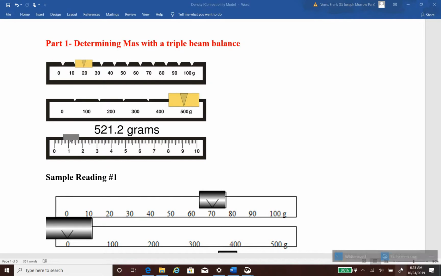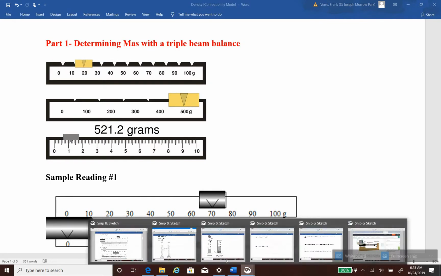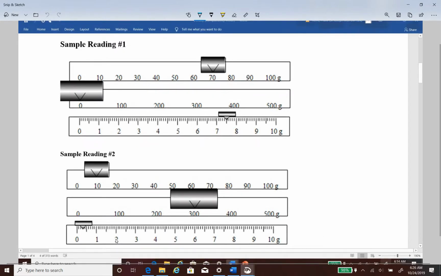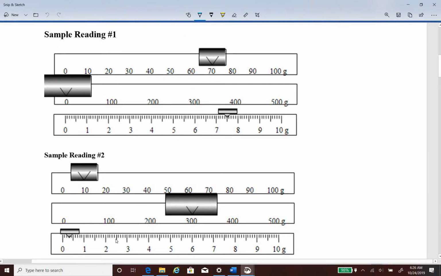So here's another example. Let's imagine this is all balanced. The needle is pointing to 0. We have an object on the scale. So how do you read this? Well, this is 70. This is 0. So that's 70, plus 7.5, so that looks like it's about 77.5 grams, right?